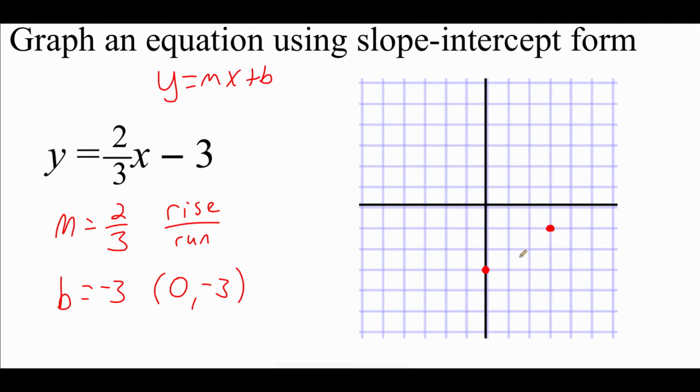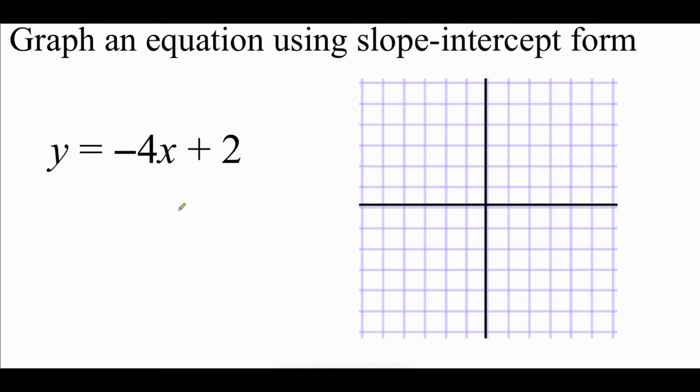Now we only need 2 points to form a straight line, so I'm going to take these 2 points and connect them with a nice straight line. We have to remember that our line does extend in both directions forever and ever, so I'm going to put arrows on the ends of my line to show that it would keep going. It wouldn't just stop at those endpoints.